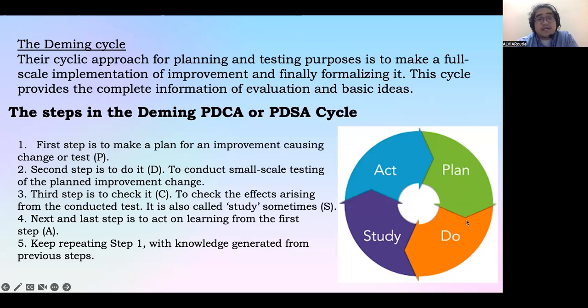Next, second step is D. Kailangan mo na siyang gawin. Kanda ka ng small scale testing, yung mga plano mo, gawin mo na. Then third step is to check or study. So here, i-review natin, kailangan may review tayong gagawin sa ating ginawang action. Dito sa do action nga, ay plan, do action. So next is act. Ito na yung gagawin natin, literal na gagawin. Hanggang ayun, paulit-ulit lang ang gagawin natin para mag-generate tayo ng mas magandang knowledge, mas magandang idea, para mas maganda yung quality. So that is the Deming cycle.